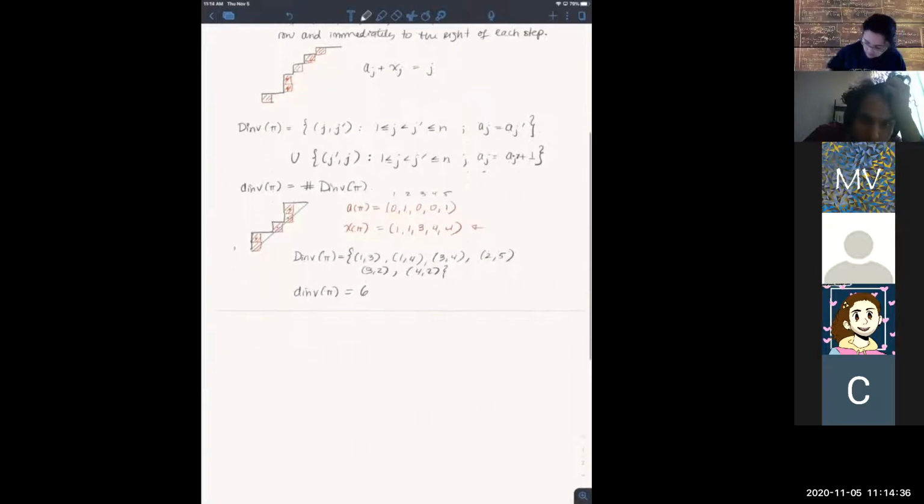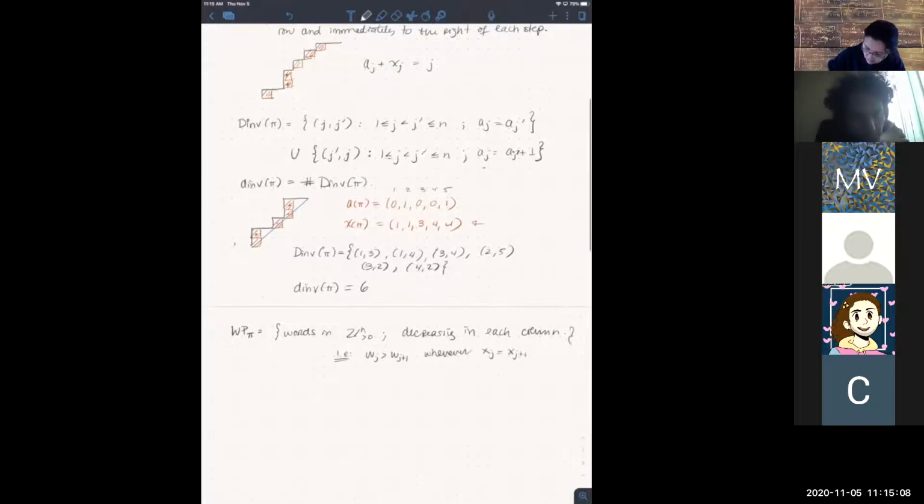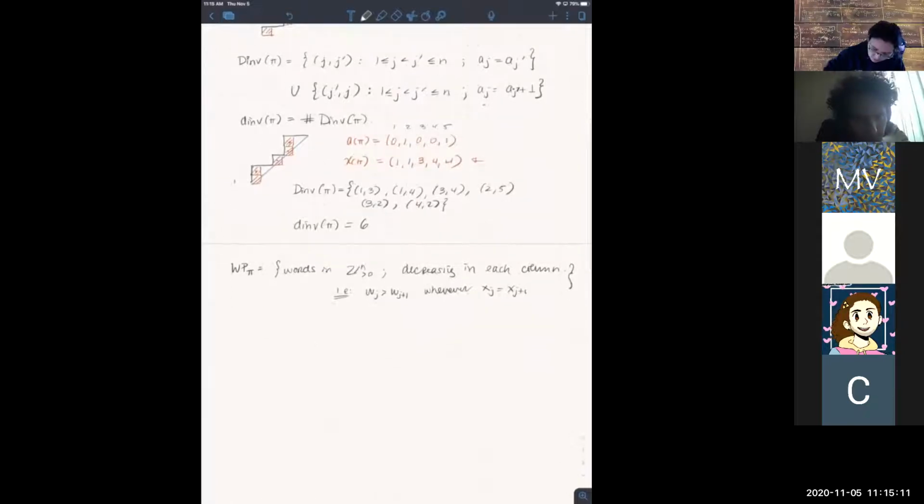Okay, now we also learned about word parking functions. So what are these? These are words in Z_n bigger than 0, such that they're decreasing in each column, right? That is, if you want to think about this in terms of our co-area and area sequences, it's just telling you that w_j is bigger than w_{j+1}, where these are the entries in your word, whenever x_j is equal to x_{j+1}.